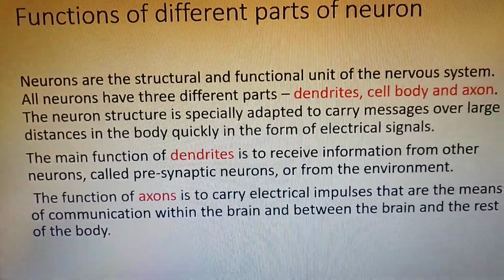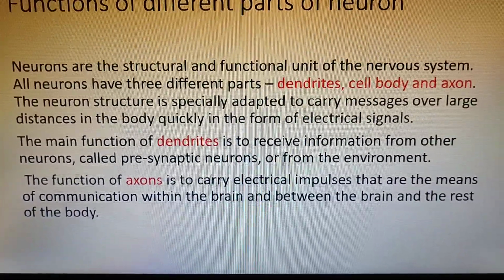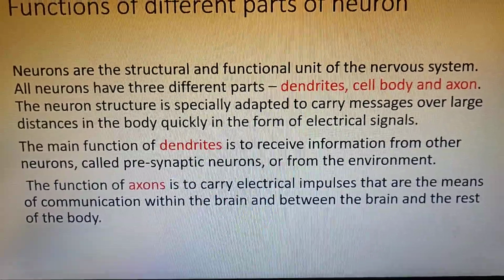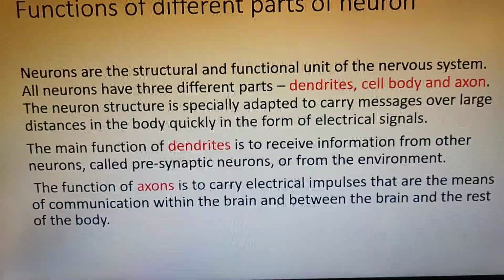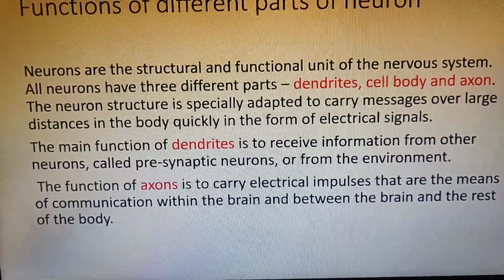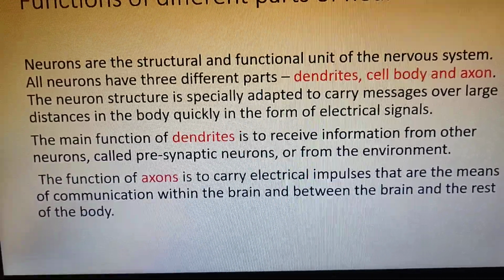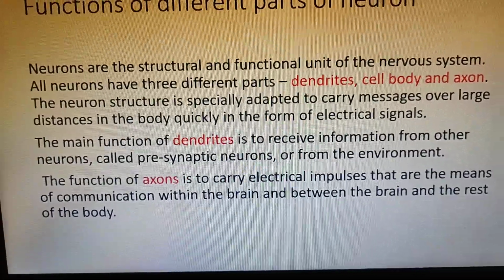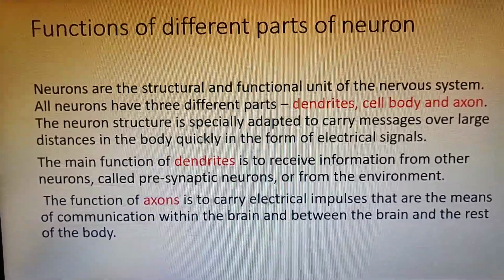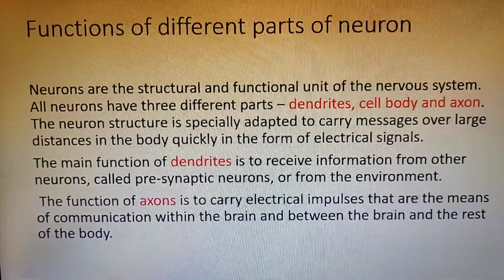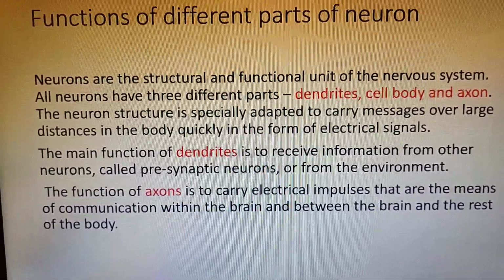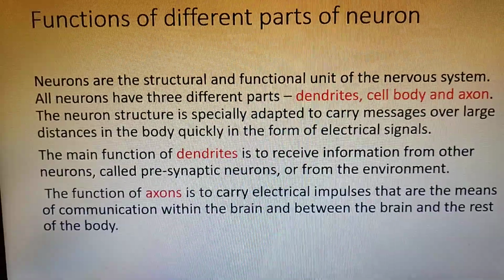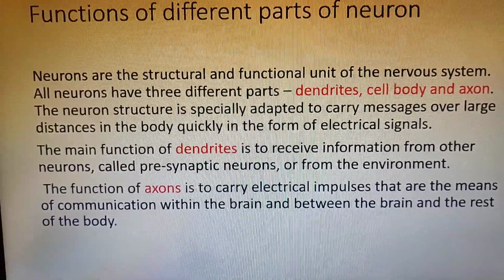So neurons are the structural and functional unit of the nervous system, and here the most important three parts are the dendrite, cell body and axon. The main function of the dendrite is to receive information from a neuron called the presynaptic neuron or from the environment, and the axon's function is to carry electrical impulses that are the means of communication within the brain and between the brain and the rest of the body.